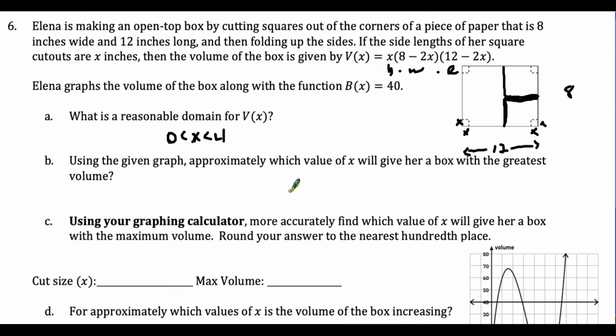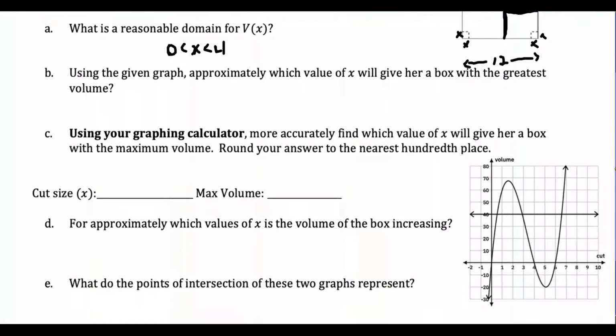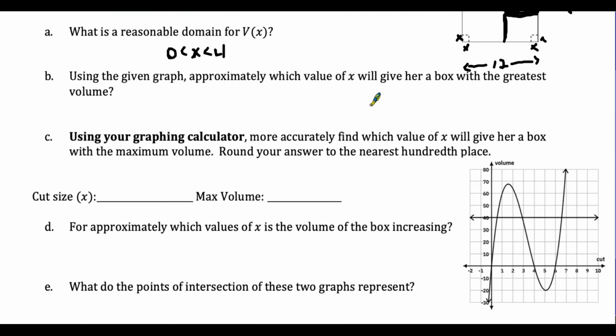Now, they give us the graph of this polynomial, right down here. On your paper, we have that graph. So we want to approximate the value of x that will give a box with the greatest volume. Well, that's going to be at that point right there. That shows me the greatest volume because we said our domain is only 0 to 4. So I'm only looking at this portion of the graph. I'm not looking at anything past 4.